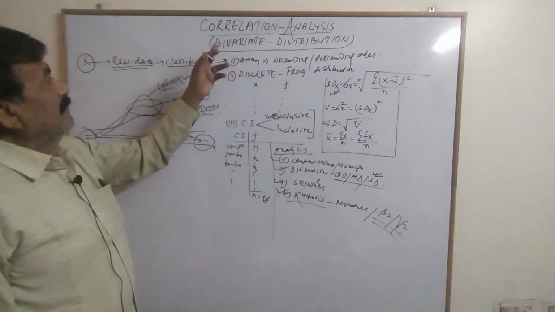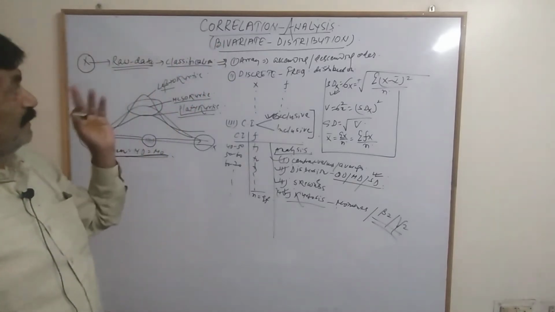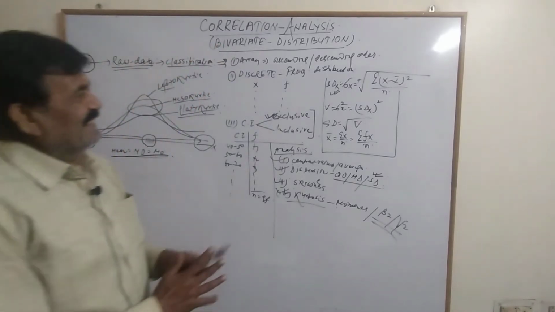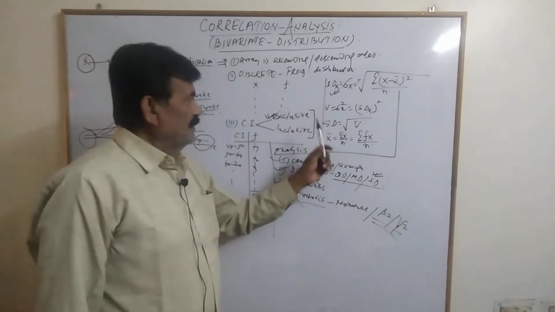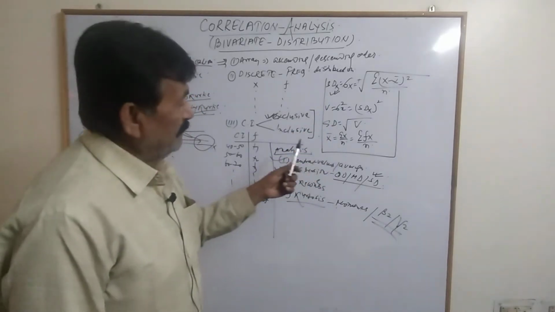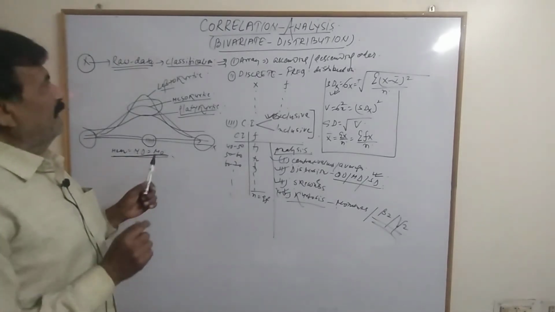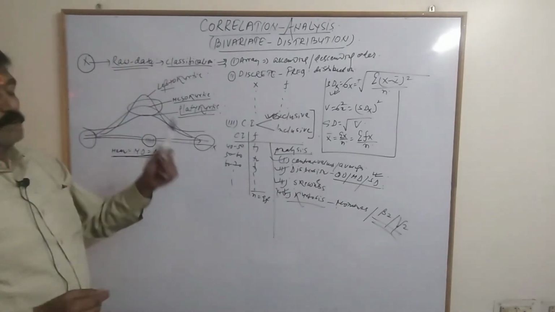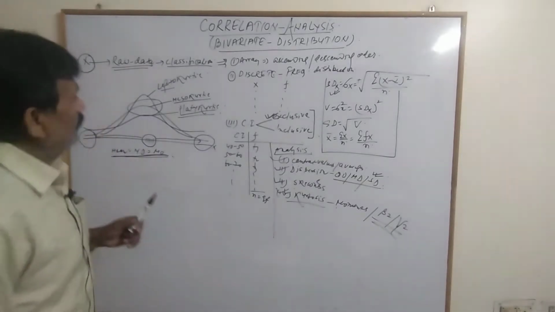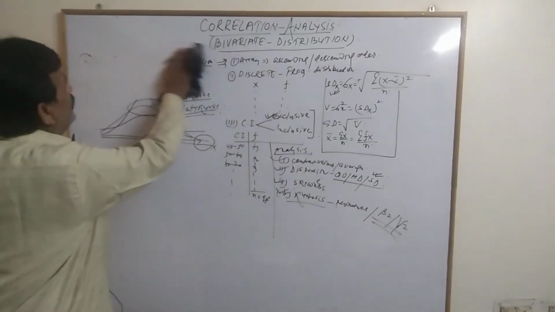And right now, when we are concerned with correlation analysis, this SD and mean would be used, which happen to be features of the univariate distribution. So, in a very short span of time, I have explained the univariate distribution in a nutshell. Now, let us move to the correlation analysis.